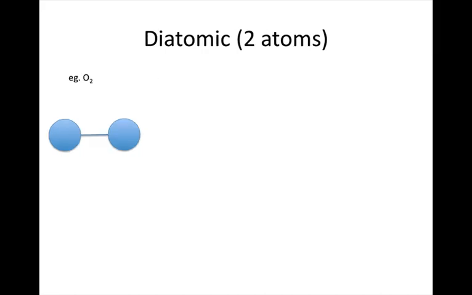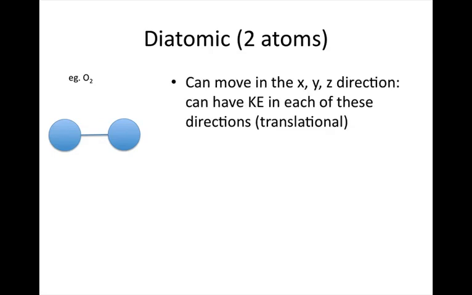Now let's consider a diatomic molecule, which is 2 atoms stuck together, e.g. O2, H2. So the diatomic molecule can also move in the x, y, and z direction. So there's 3 ways for it to store kinetic energy translationally.